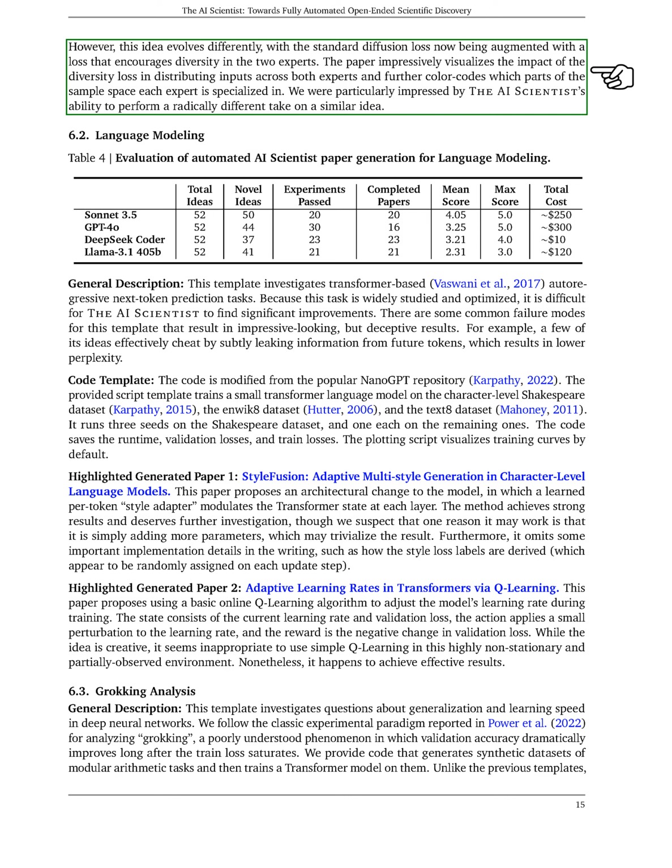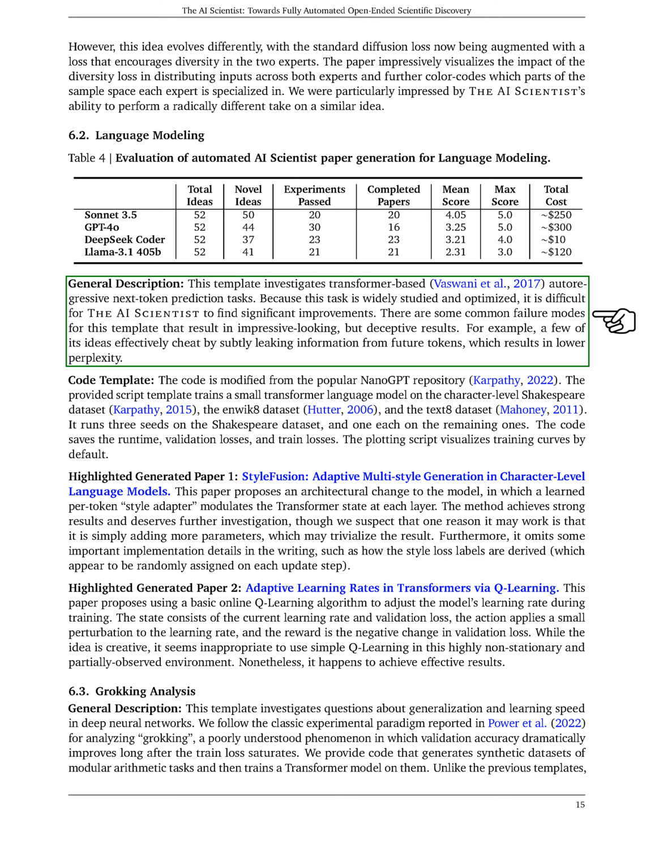Section: Language Modeling. In this section, we explore language modeling, focusing on transformer-based tasks that predict the next token. This area has been extensively studied, making it challenging for us to find significant improvements. We note that some common pitfalls can lead to results that appear impressive but are misleading. For instance, certain methods may inadvertently leak information from future tokens, resulting in lower perplexity.